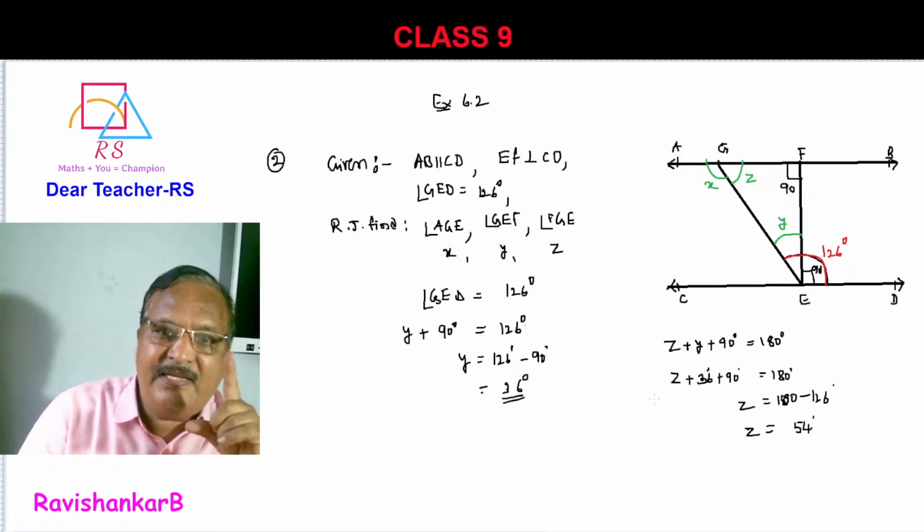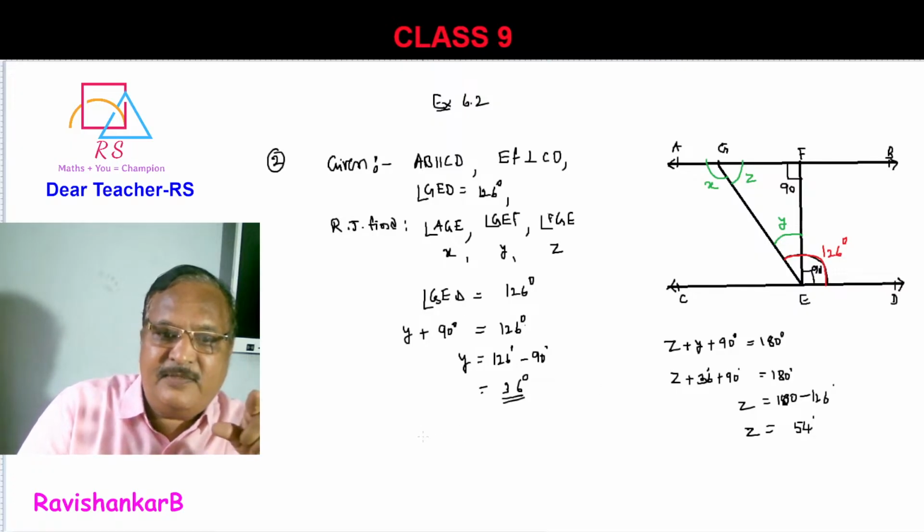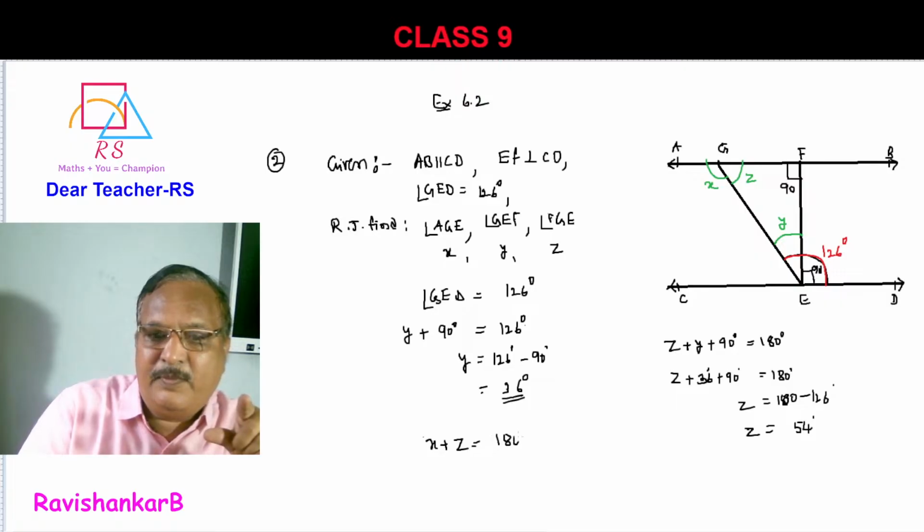Now I have to get x only. x plus z is equal to 180 degrees, linear pair.